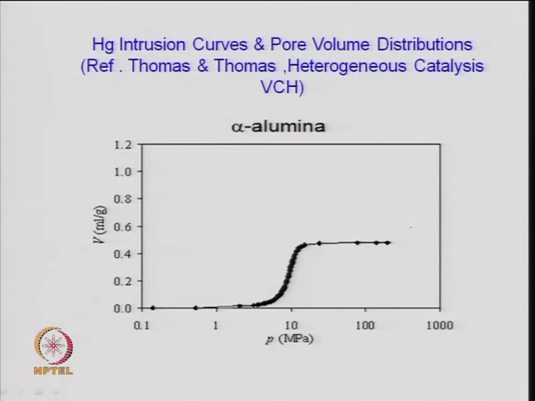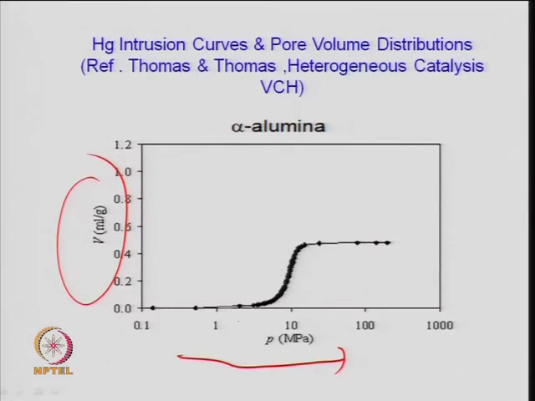This is just a typical sample result taken from the Thomas and Thomas book, Heterogeneous Catalysis, under VCH publisher. In every experiment we measure the volume of the gas, or volume of the liquid if it is the mercury penetration method, adsorbed per gram of the sample, as a function of measured pressure, in terms of megapascal. 1 megapascal is 10 atmosphere, so we can very easily use this principle.